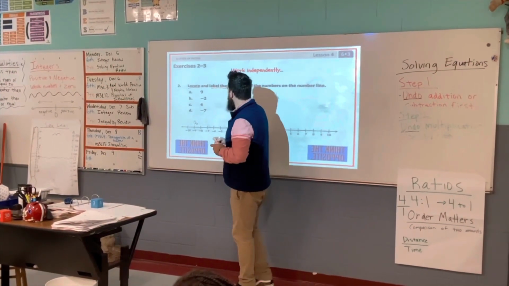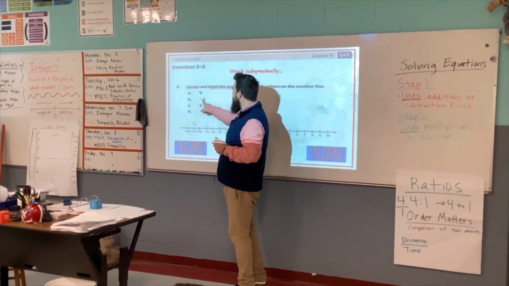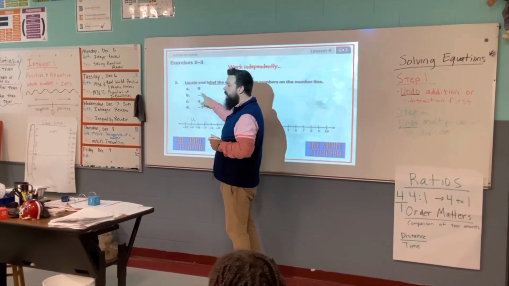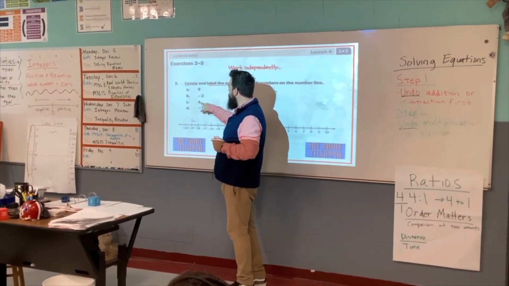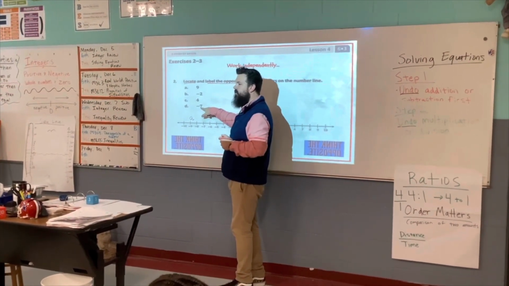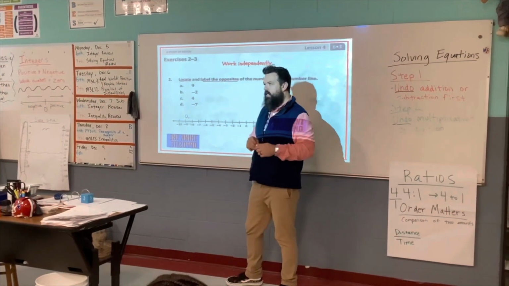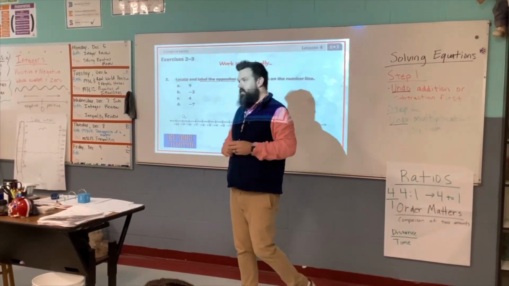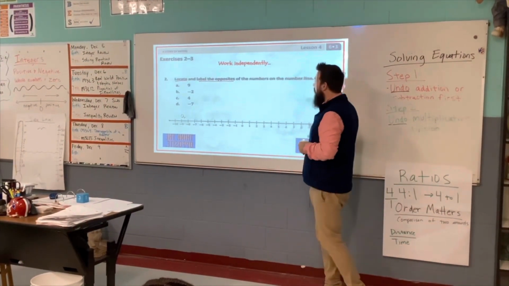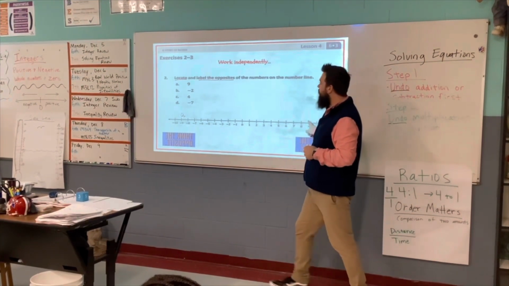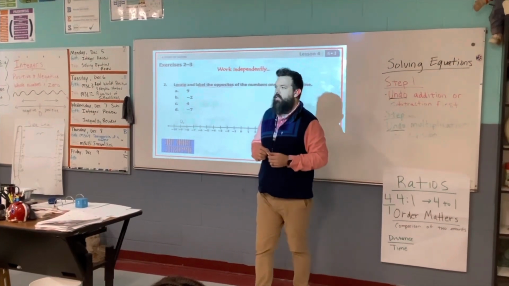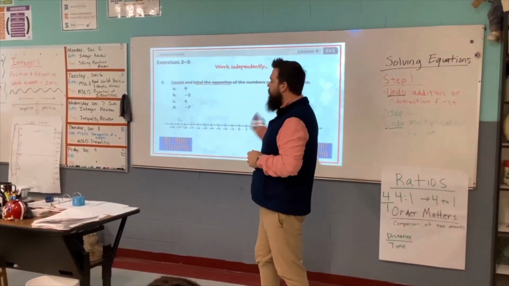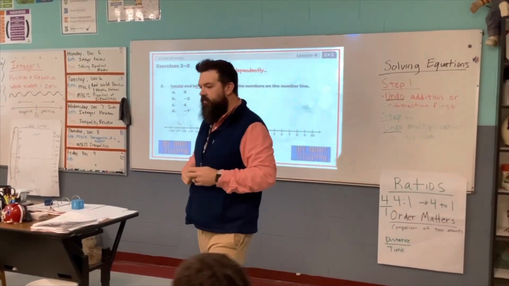So now what I want you to do is locate -2 and label the opposite of -2. Locate 4, label the opposite of 4, and then locate -7 and label the opposite of -7. So you see how I did not put an A on 9, I put an A on the opposite of 9, which is -9. So you're going to put the letter on the opposite of the number it gives you.